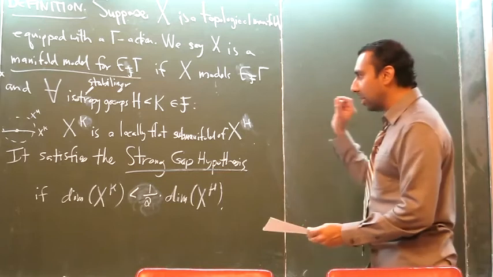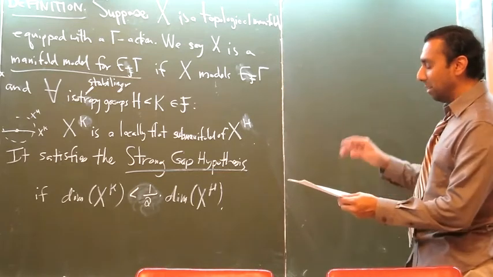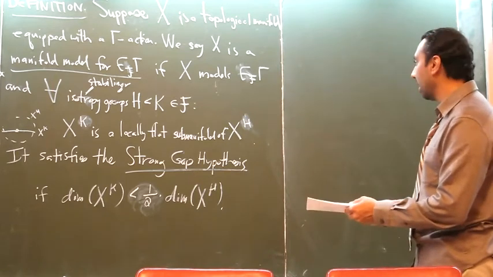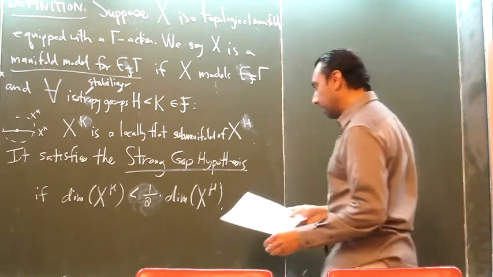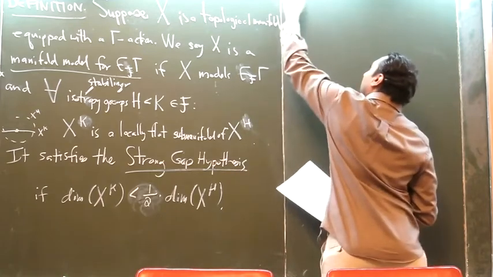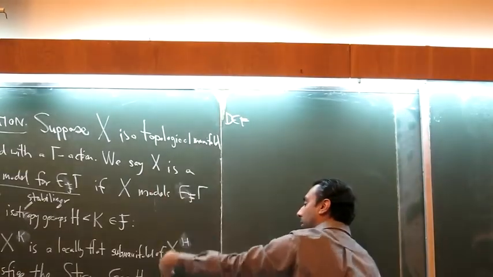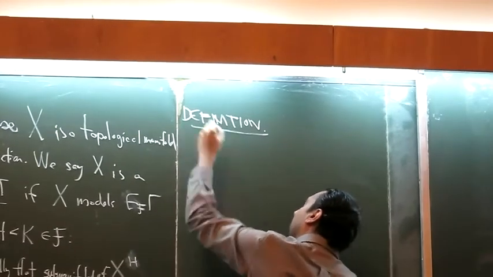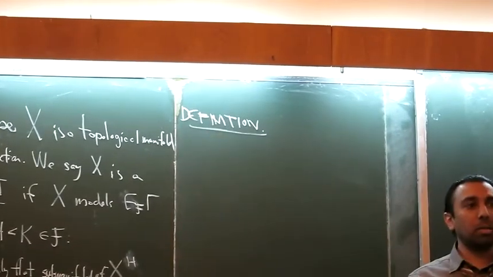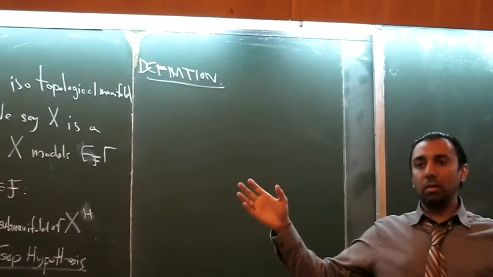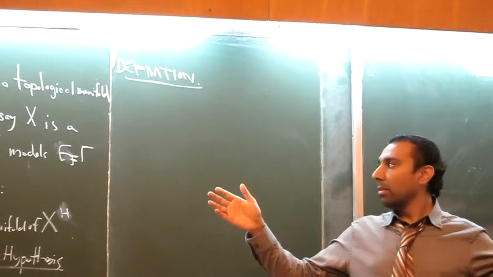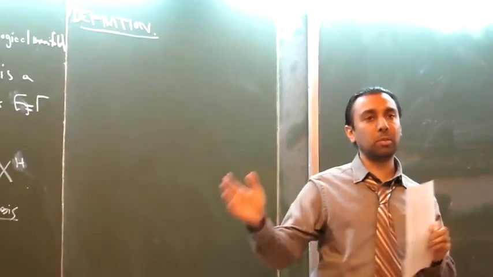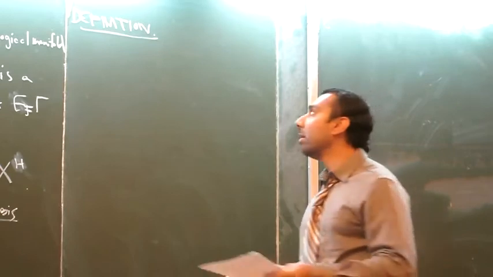Okay, one more technical thing, it's a lot of definitions, I'm sorry. One more technical thing, and then I'll tell you some conjectures and some theorems. This is related to the gap hypothesis. We do not want any collapsing of the fixed sets onto each other when you compare one space to another. We want them to stay the same.